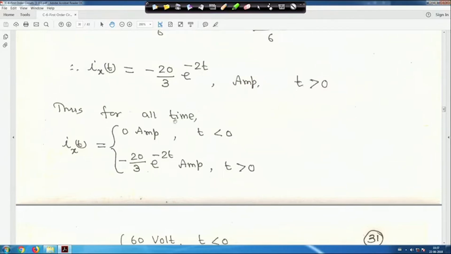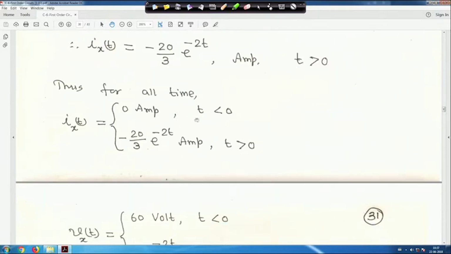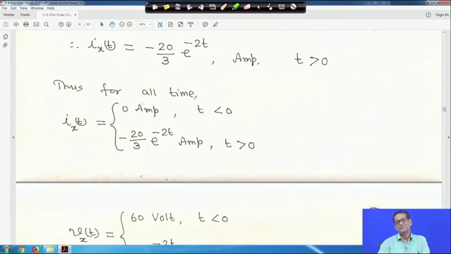If it is said for all time, you should mention Ix(t) is equal to 0 ampere for all t less than 0, and Ix(t) is equal to minus 20 upon 3 e to the power minus 2t ampere for t greater than 0. This way you should write. When you say all t, in general it means minus infinity to plus infinity. So for t less than 0 it is 0 ampere, and for t greater than 0 it is minus 20 upon 3 e to the power minus 2t, which we got.